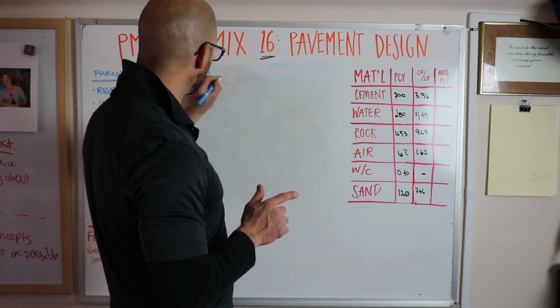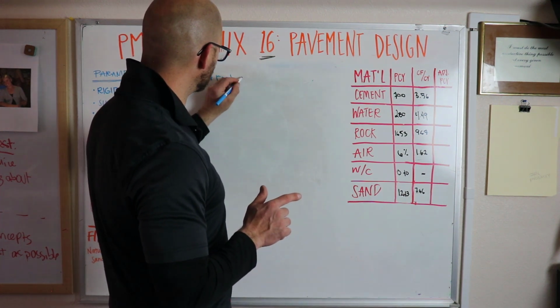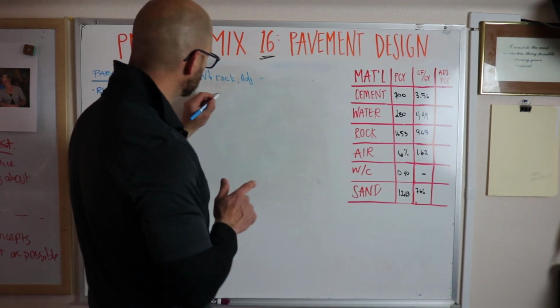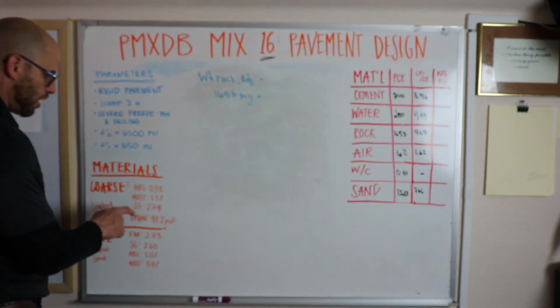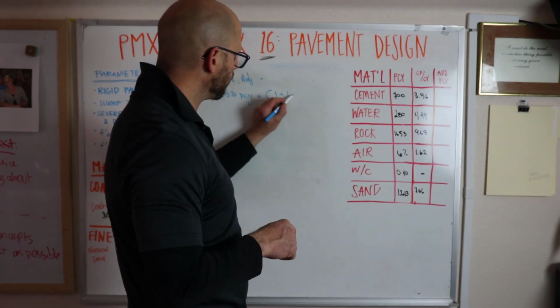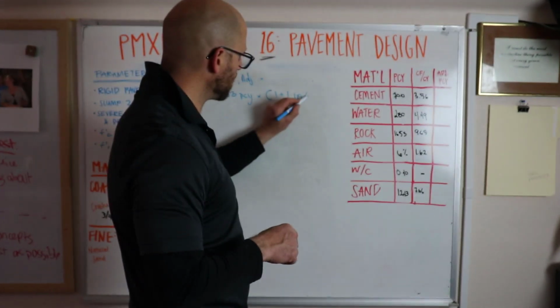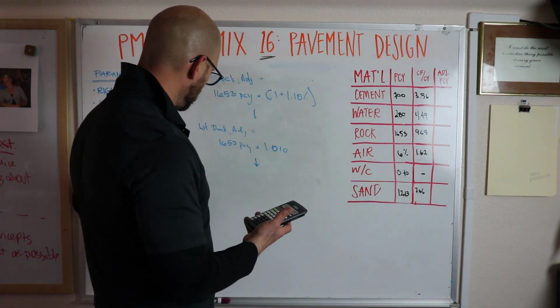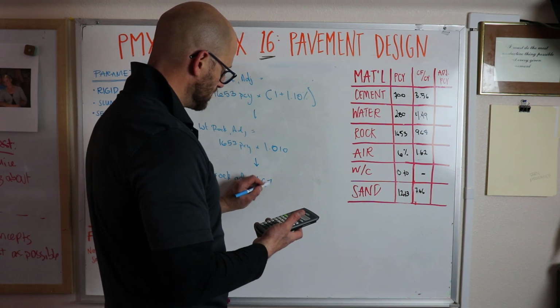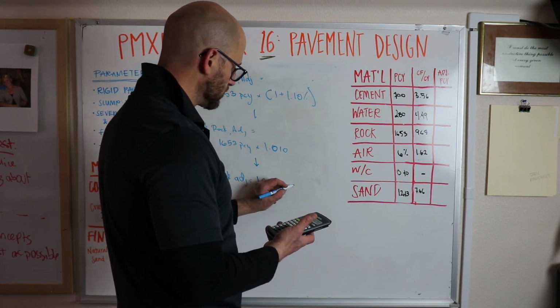So the weight of rock, and this is going to be adjusted, is going to equal our 1,653 pounds per cubic yard that we determined before, times our moisture plus 1. So 1 plus 1.1% gives us our weight of rock adjusted: 1,670 pounds per cubic yard.